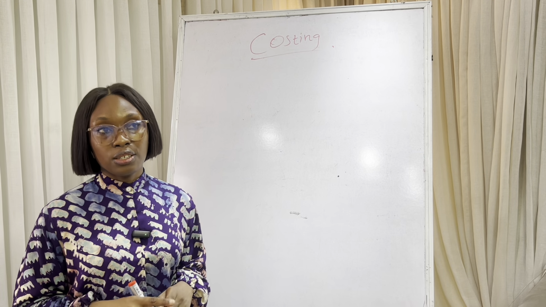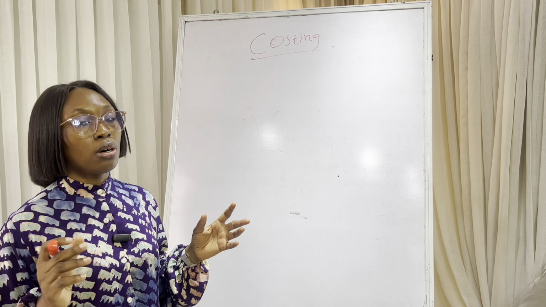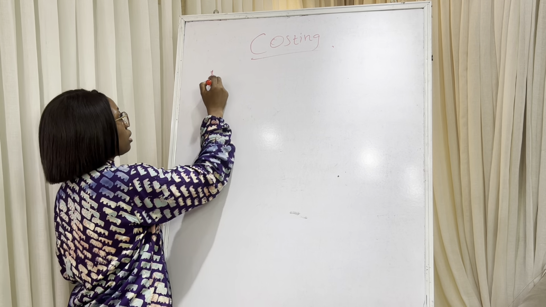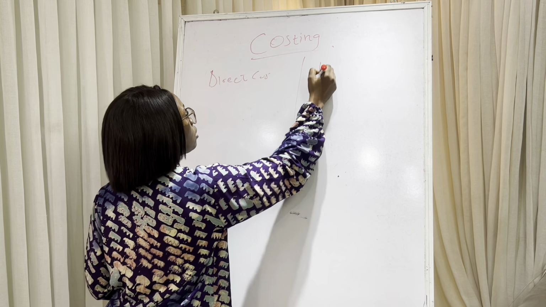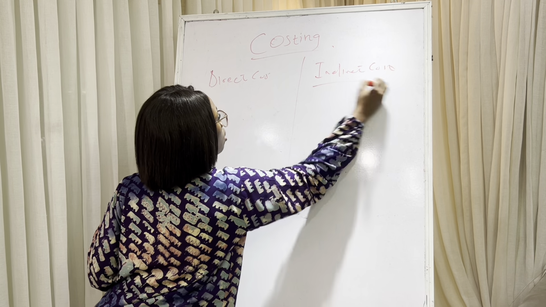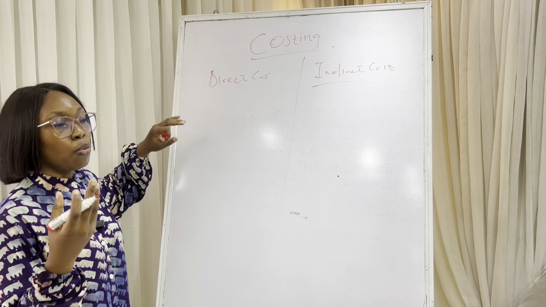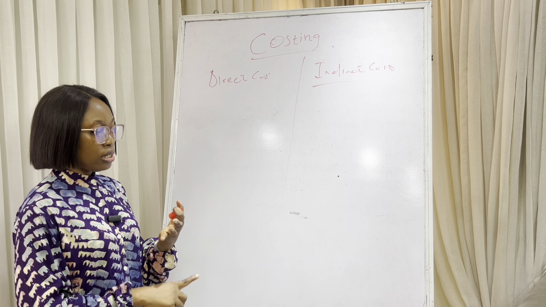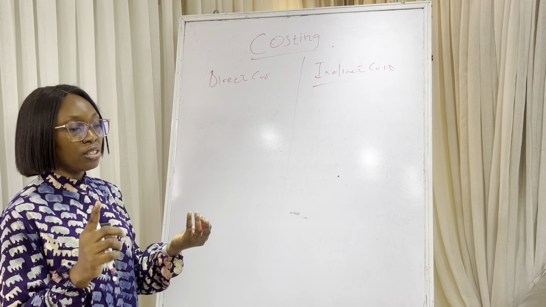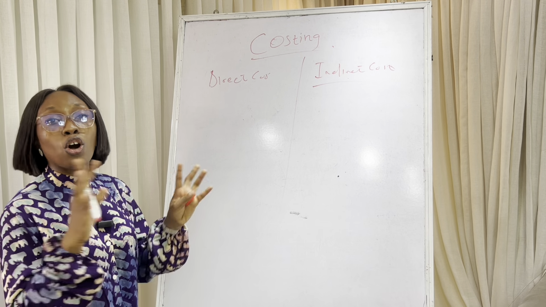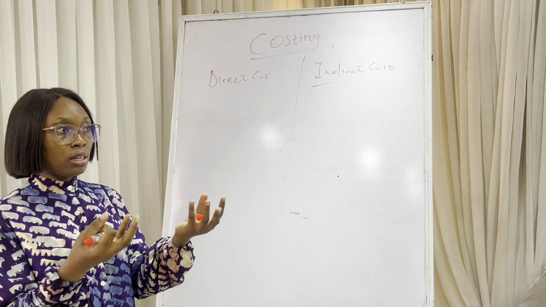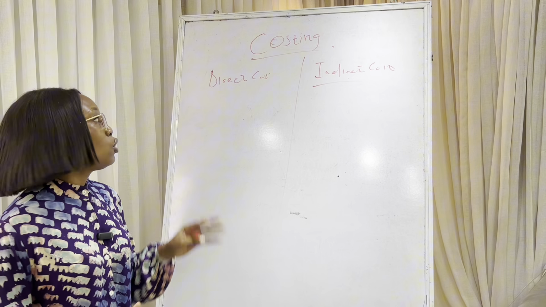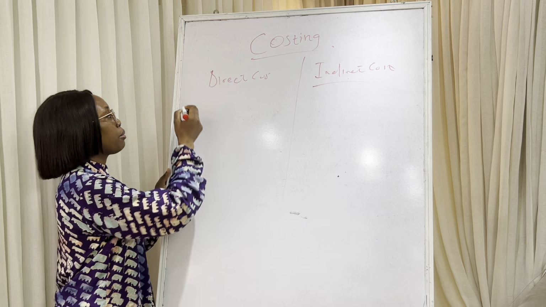To calculate cost as a fashion designer, you have to consider different factors. We have the direct cost and the indirect cost. The direct costs are the raw materials that you need: the lining, the zip, the thread, the trimmings, the fabric, all of those things that you're going to see physically, that you need to make the garment. Those are the direct costs. So I'm going to be listing them here.